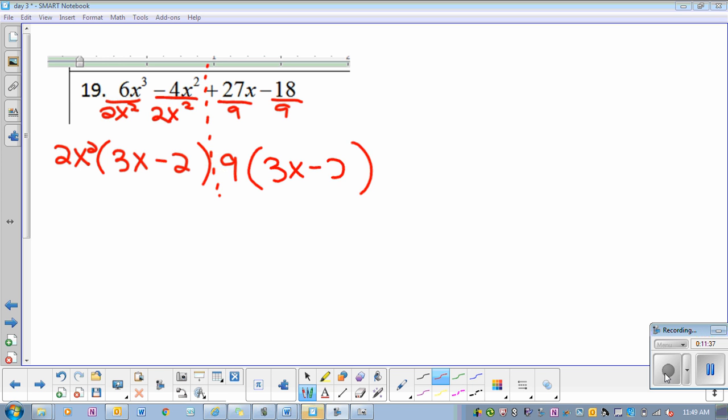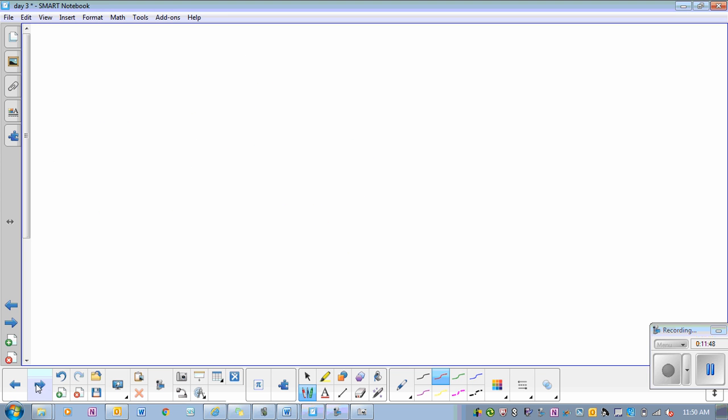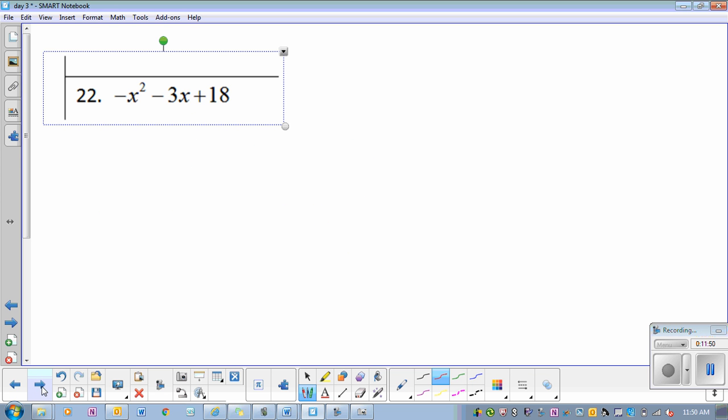So 3x minus 2. There we go. These match the parentheses, so it's 3x minus 2, 2x squared plus 9. Okay? Yay. All right.